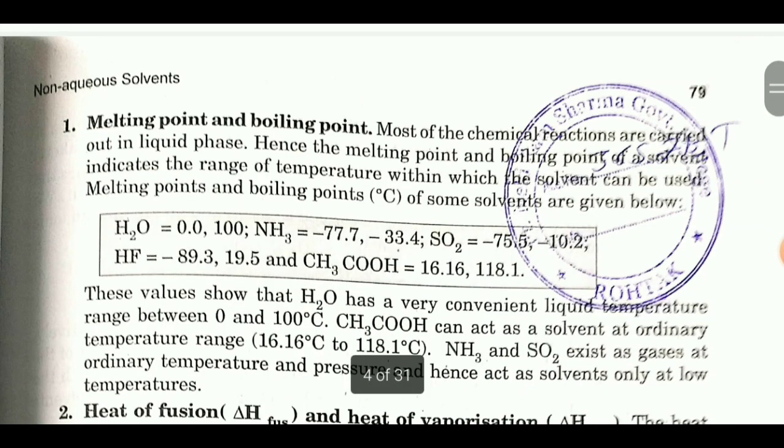First, melting point and boiling point. Most of the chemical reactions are carried out in the liquid phase, hence the melting and boiling point of a solvent indicates the range of temperature within which the solvent can be used. Melting point and boiling points in degrees Celsius of some solvents are given below. H2O 0.0, 200, NH3 minus 77.7 to minus 33.4, SO2 minus 75.5, minus 10.2, HF minus 89.3, 19.5, and CH3COOH 16.16 and 118.1.